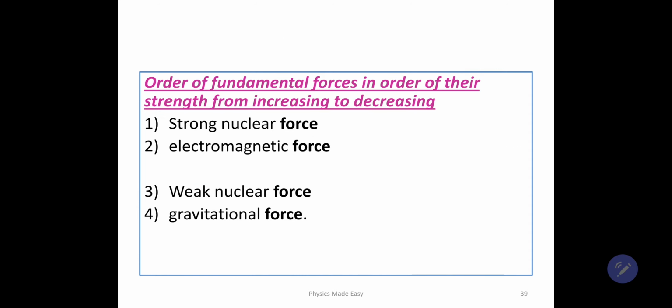Now, this is the order of the fundamental forces by their strength from increasing to decreasing. Strong nuclear force, that is the strongest force, then electromagnetic force, then comes weak nuclear force, and the last one is gravitational force. Thank you.